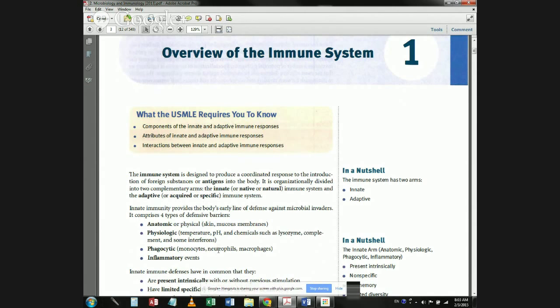First of all, there's the anatomic or physical barrier. This is things like your skin, your mucous membranes. Then there's a physiologic barrier, which is things such as a change in temperature or your pH levels or chemicals such as the lysozymes in your mouth or the complement systems in your blood and some interferons, things of that nature. Then there's a phagocytic barrier where you have all your white blood cells such as monocytes, neutrophils, and macrophages attacking the invasive microbe. And then you have inflammatory events, the inflammation that starts as a result of microbial invaders. So that would be the innate immunity, the early line of defense.